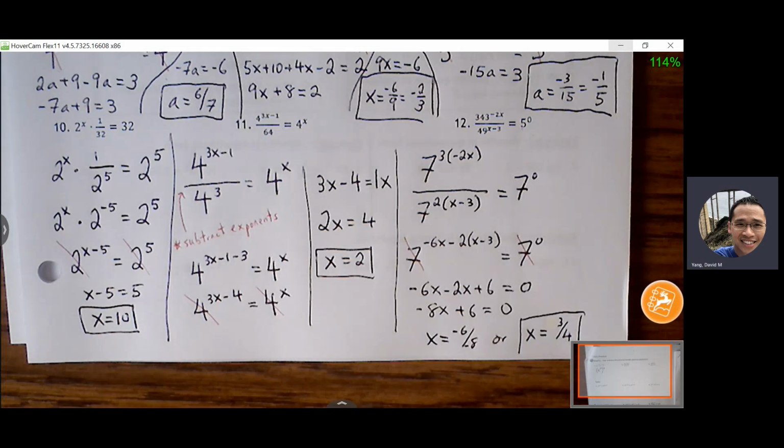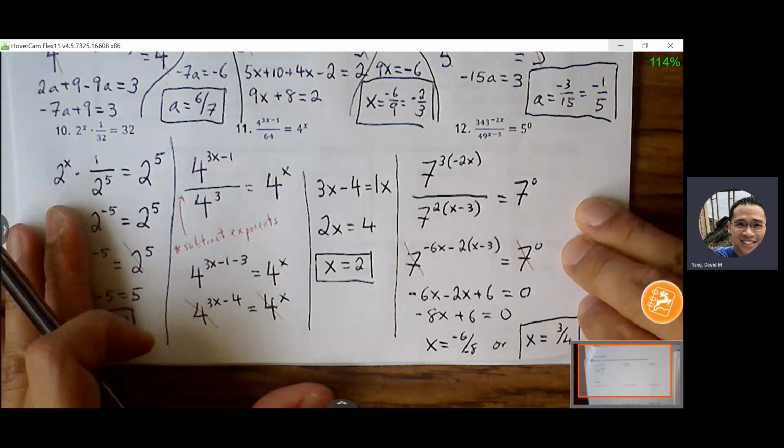Okay, anybody still need this page? Okay, page 4.